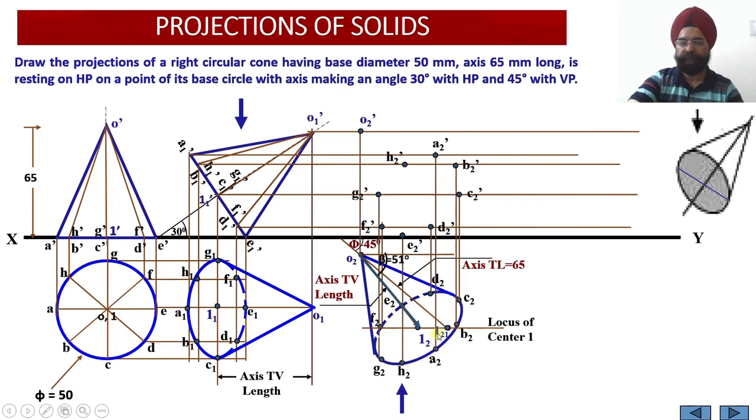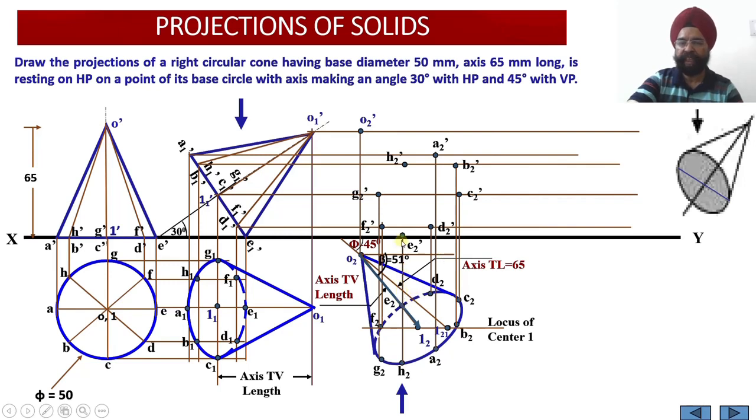This is the projector for A2. Take the vertical projector, and the horizontal projector through A1 dash. This gives us A2 dash. This is the projector of B2. Take it vertically upwards, and take the horizontal projector from B1 dash. You get B2 dash. Projector from C2: take the vertical projector, take the horizontal projector from C1 dash, and you get C2 dash over here. From D2, take the vertical projectors up, and from D1 dash draw the horizontal projector. You will get D2 dash over here.